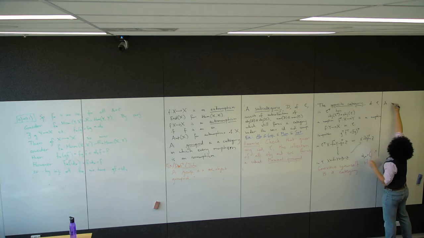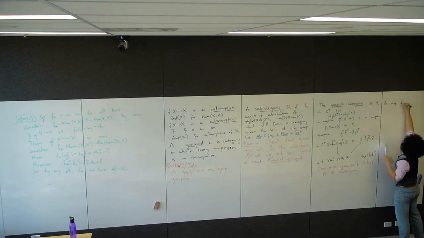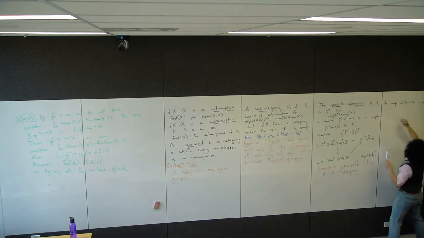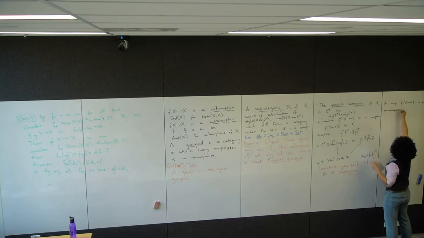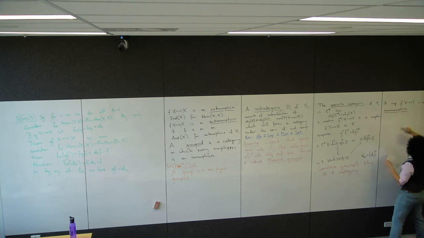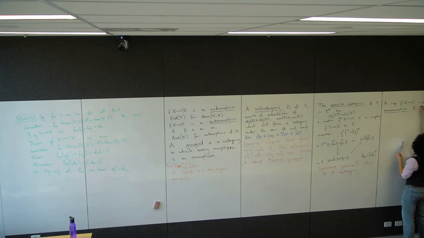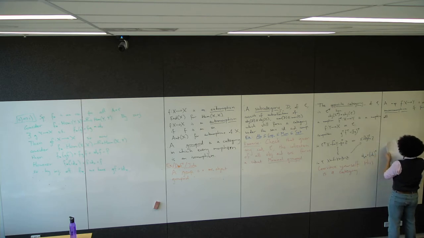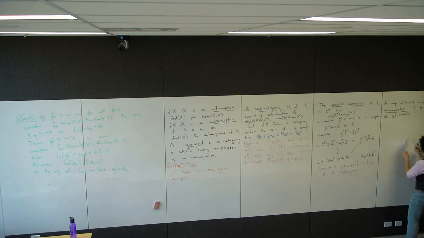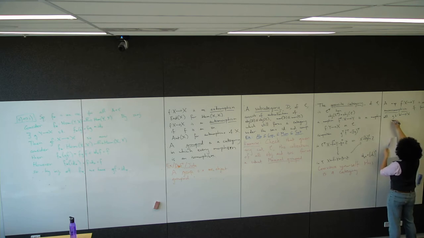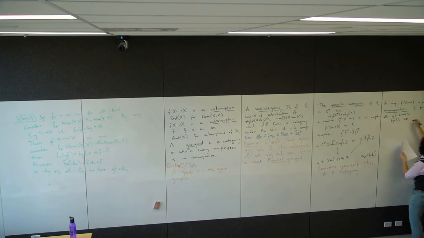So, a map f is a monomorphism if for all maps g, h from W to X, f composed with g equals f composed with h implies that g and h are actually the same morphism. So I'm saying that it's a monomorphism if this implication is true.